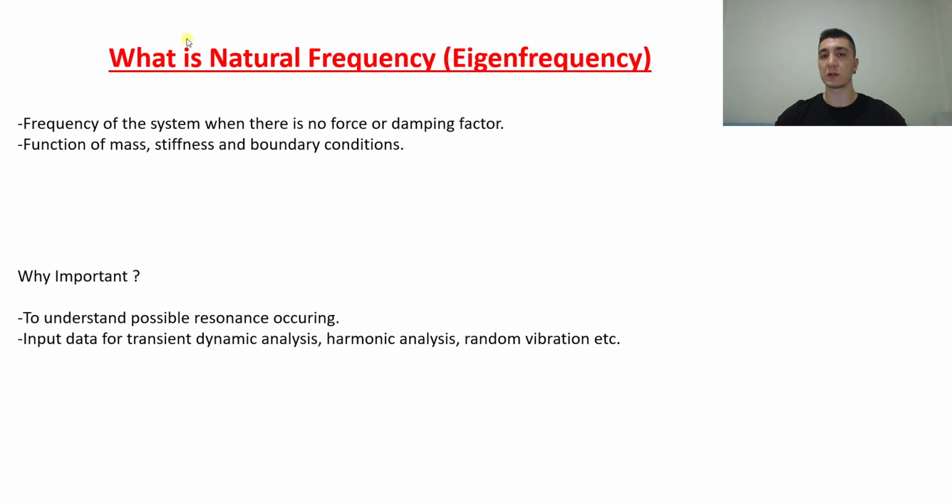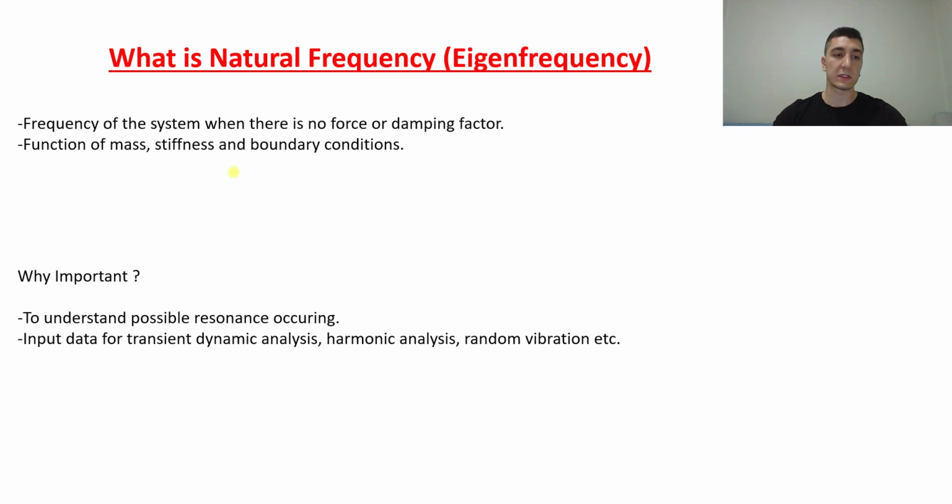So what is natural frequency, also known as eigenfrequency? Basically, it is the frequency of the system when there is no force or damping acting on the system. That means this frequency is already present in the system without any outside effect. This natural frequency depends on the mass, stiffness, and boundary conditions.